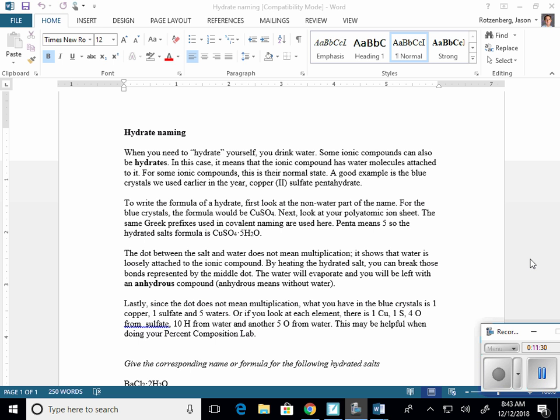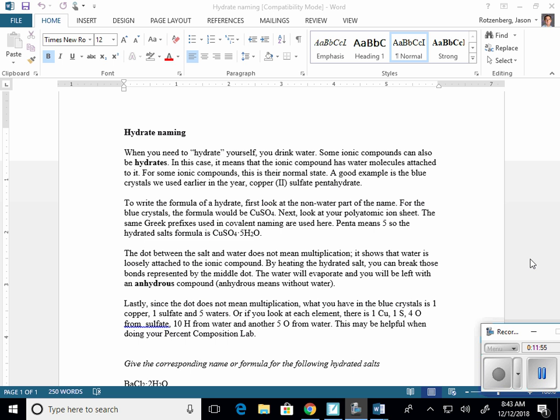Notice the second paragraph. I give you the formula of those blue crystals: CuSO4·5H2O. And then in the third paragraph, I start by saying the dot between the salt, which is the ionic compound, and the water does not mean multiplication. It shows that water is loosely attached to the ionic compound.